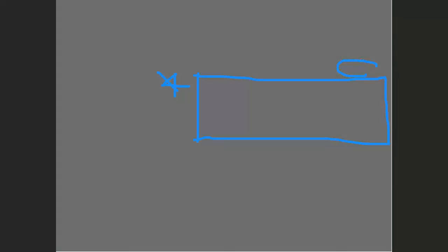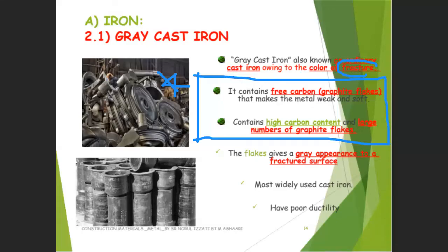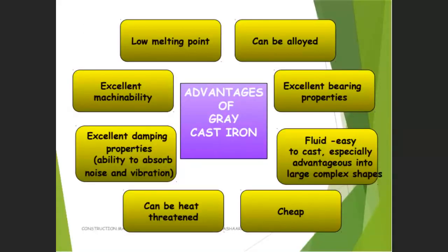What will be the implication if you put in more carbon? High carbon content will produce hardness but lower the ductility. It contains high carbon content and a large number of graphite flakes, but then it also contains free carbon. If you put in less carbon, it will make the metal weak and soft. So that will be the comparison in terms of the properties that I would like everyone to take note of for the grey cast iron as compared to the raw iron.